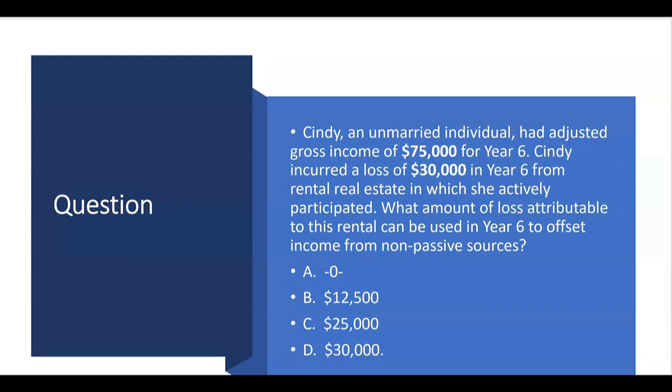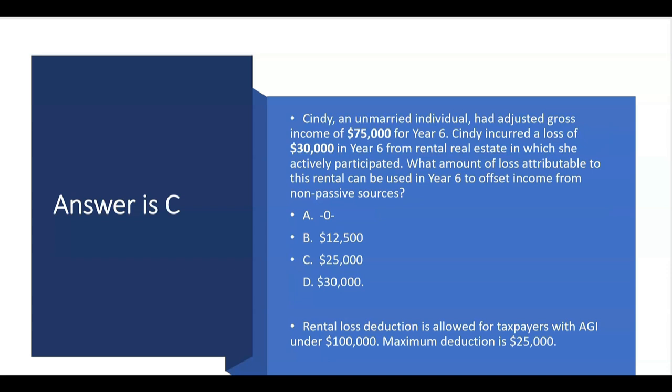Let's try this one. Cindy, an unmarried individual, had AGI of $75,000 for year 6. Cindy incurred a loss of $30,000 in year 6 from rental real estate in which she actively participated. What amount of loss attributable to this rental can be used in year 6 to offset income from non-passive sources? So same idea. You have someone with a rental activity that they materially participate in who has a loss and wants to deduct that loss against their earned income. And can she do it? This time she can, because her AGI is not over 150. In fact, it's under 100,000.